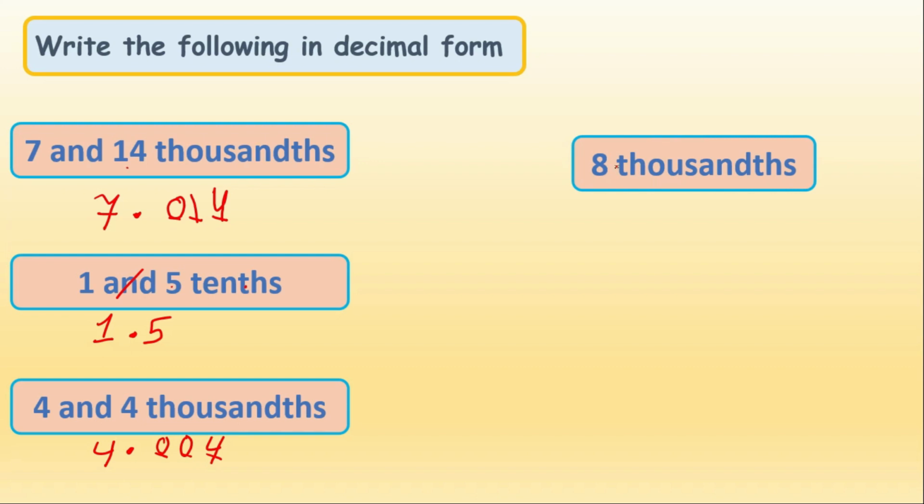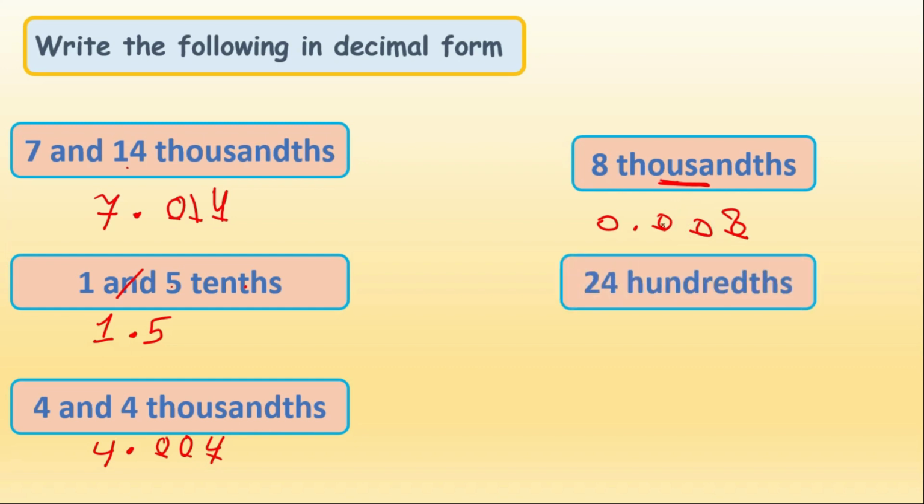8,000. We don't have a whole number, got it? So we have 3 digits in the decimal part, whole part 0 and decimal point, and then 1 2 3. Write 8 in the thousandth place and 0 0. Okay, next one, 24 hundredths means we don't have a whole, so write 0 in whole, decimal point, 24 hundredths.